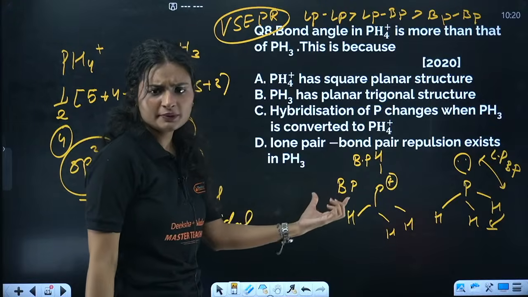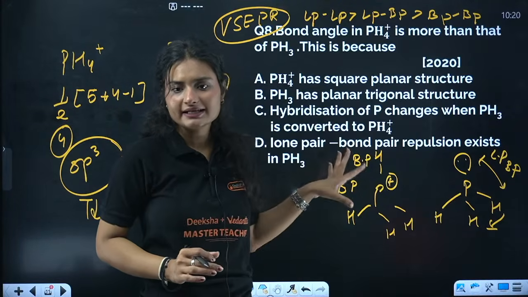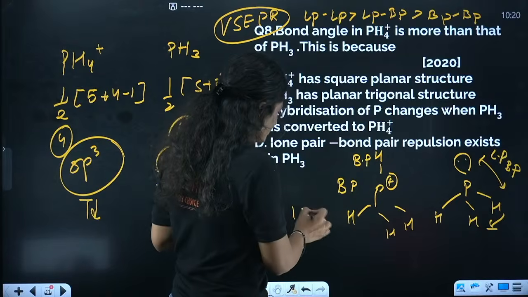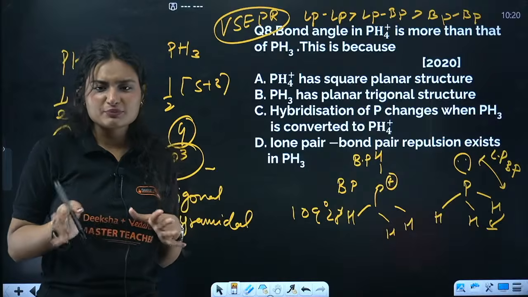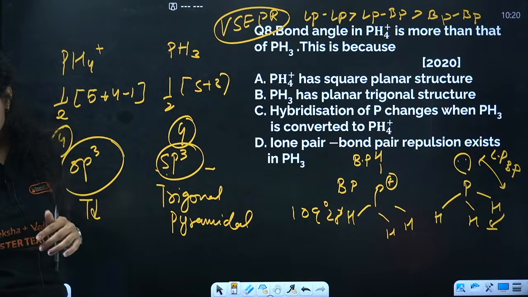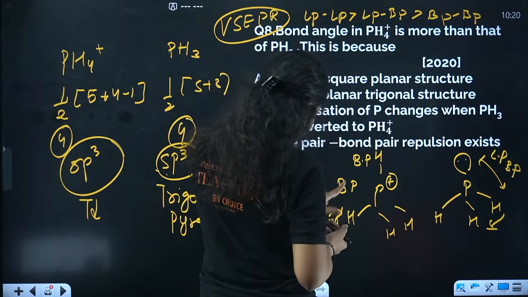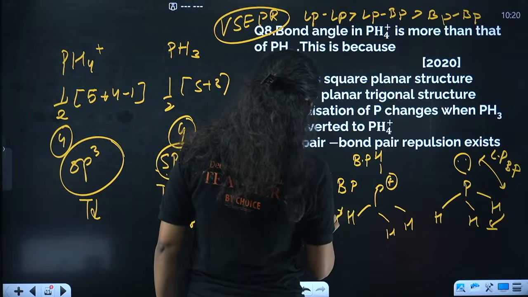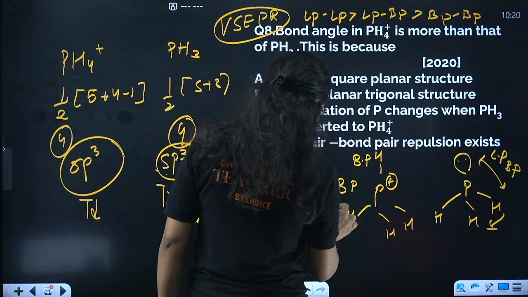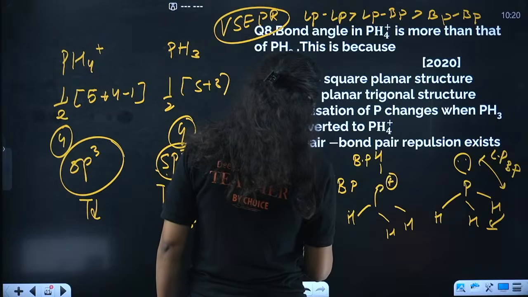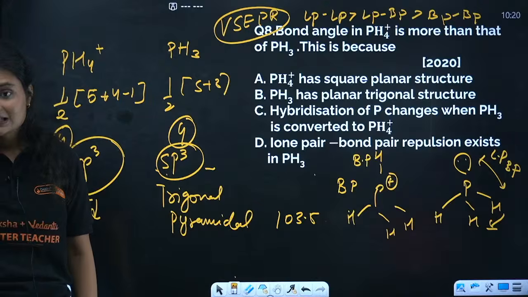Here only bond pair repulsions are there, which are very weak. That means there is not much change in bond angle from the tetrahedral bond angle, which is 109 degrees 28 minutes, or 109.5 you can also say. But for this it's not 109, there is some repulsion, so it is 103.5. And for this it is around 93.5.